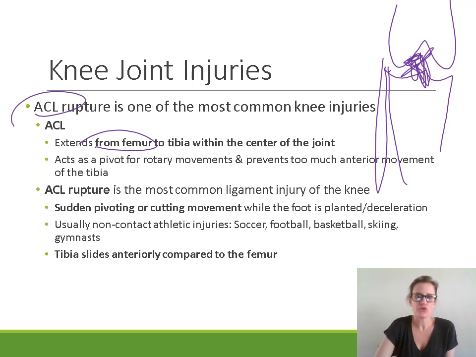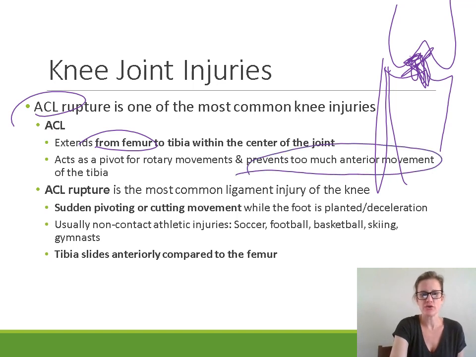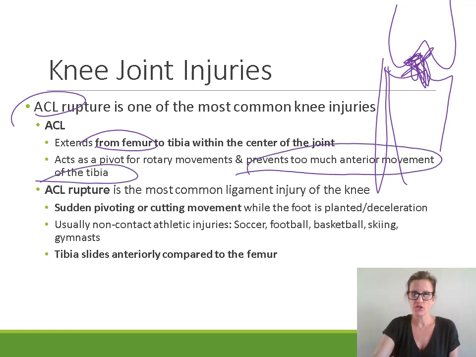The anterior cruciate ligament acts as a pivot point for rotary movements, and it prevents too much anterior movement of the tibia. So it makes sure that the tibia does not slide forward further than the femur.